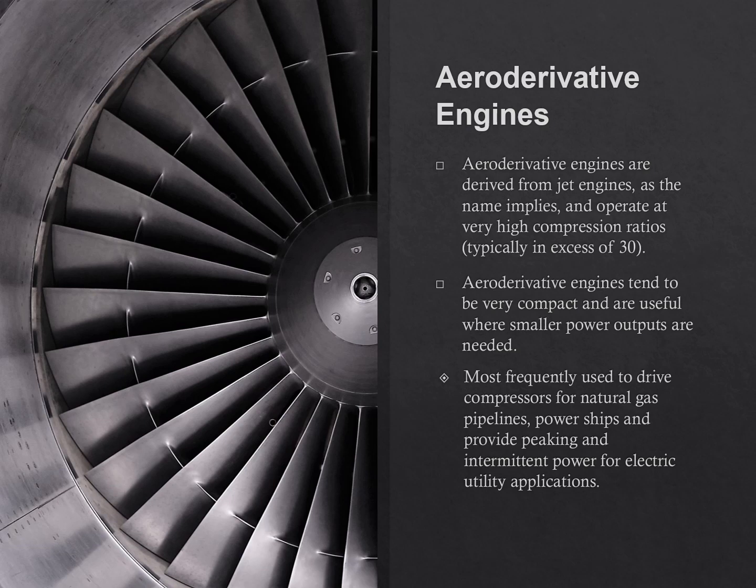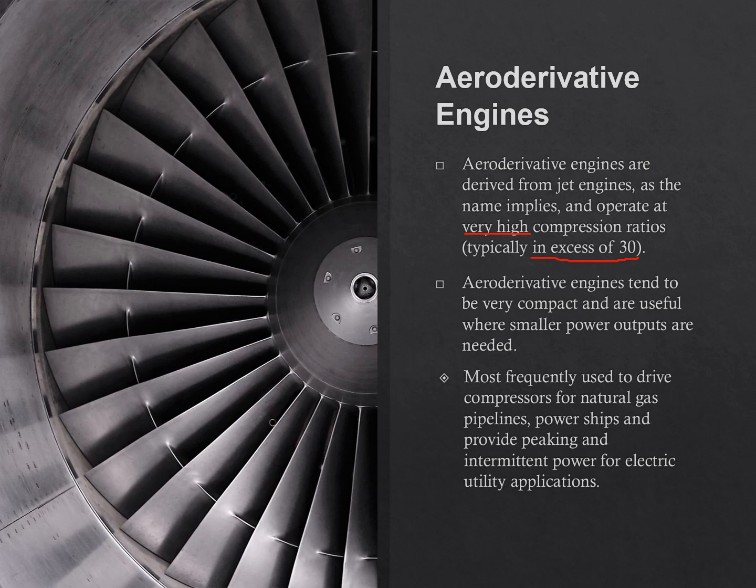So these engines derive, again, of course, from aero, so jet engines, okay? And they can operate at a very high compression ratio, the ratio of your discharge pressure to your inlet pressure. So that ratio, here is your key point, is very high for aeroderivative engines. The other one is low. The ratio is low, so this ratio is very high, in excess of 30.